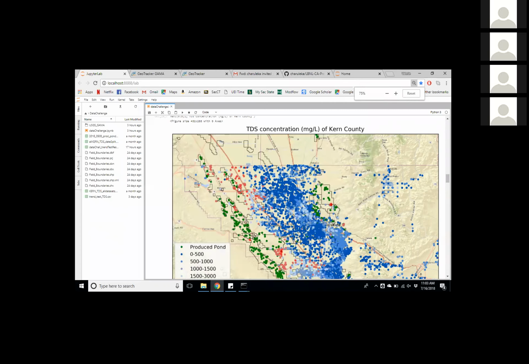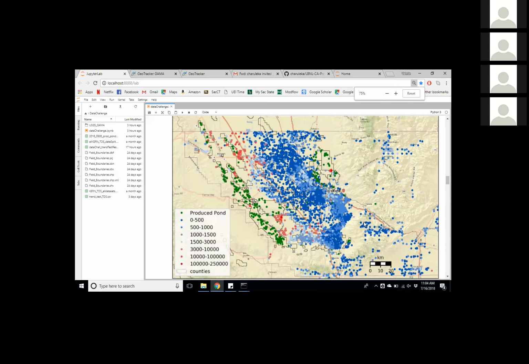You may notice that the higher concentration TDS fall along the west side of the valley, which is where there are more produced ponds, but those are not necessarily related. The higher TDS along the western side of the valley is most likely due to the geology of the area. The western side of the valley is composed of marine sediments, which undergo geochemical reactions and mobilize the salts and create higher salinity water naturally.